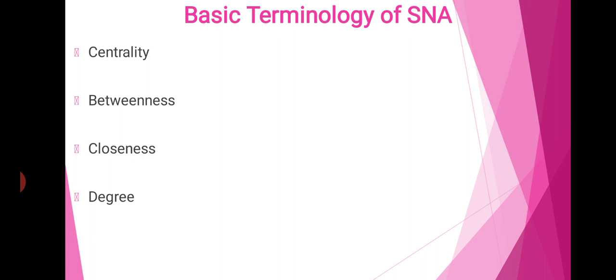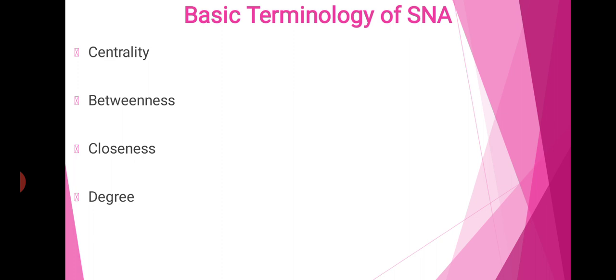Clear. The next, closeness. Closeness measures the extent to which an individual is near to all other individuals in a network or in a circle. That exhibits the ability to access information through the network members. How far they are close, that shows.